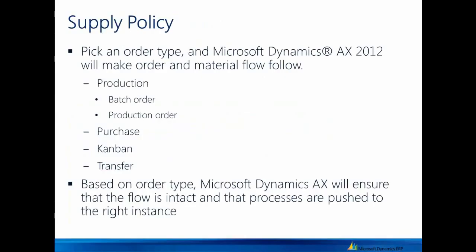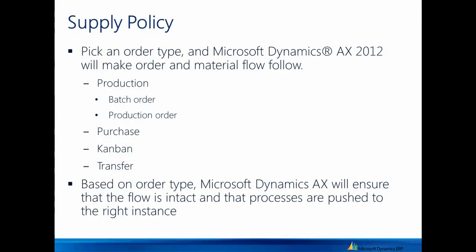The supply policies can be production, which basically covers a batch order, which is a process order, and a standard production order for discrete production. Purchase order, Kanban, and transfers. Transfer between sites and warehouses. The Kanban will utilize the production flow, and the new lean module in AX 2012. Purchase is a standard.